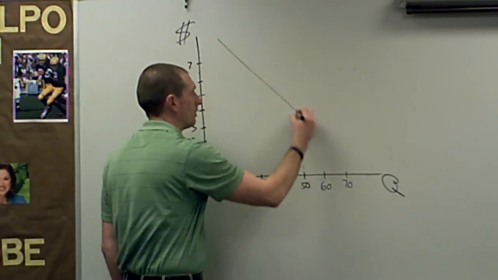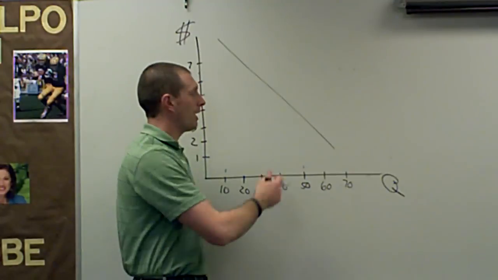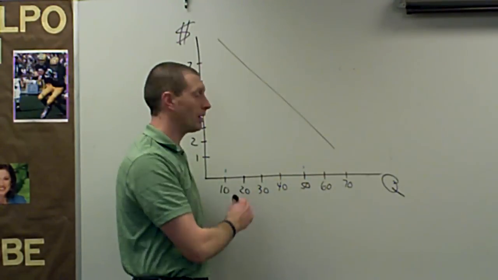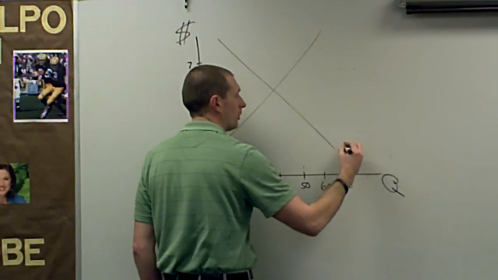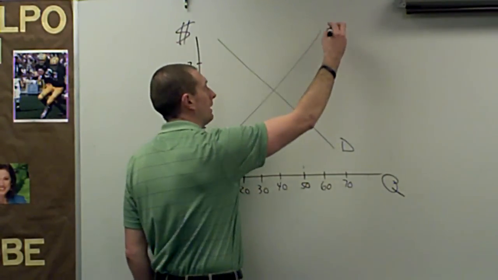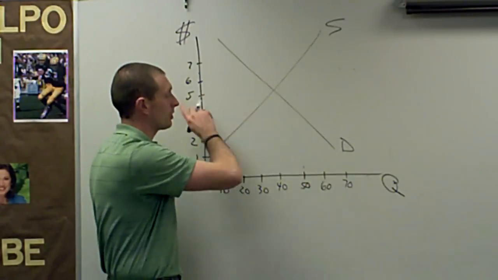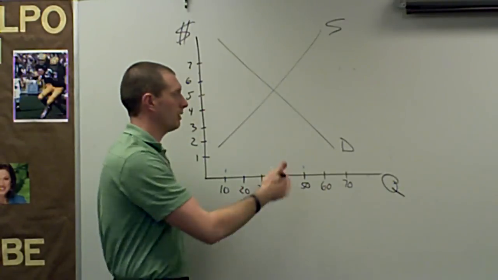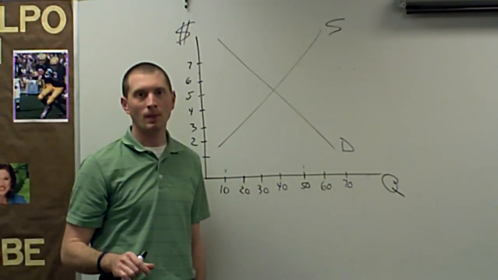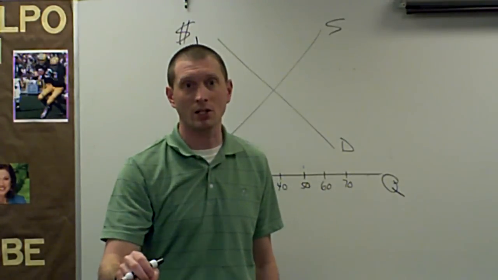The next lesson will be on demand, the law of demand, and how it has an inverse relationship between price and quantity. That'll be labeled with a D for demand, and we'll also look at supply, which has a direct relationship. As price goes up, quantity goes up for supply. As price goes down, quantity goes down for demand. Don't worry if you didn't catch that. I'm going to go over it in more detail in future lessons.